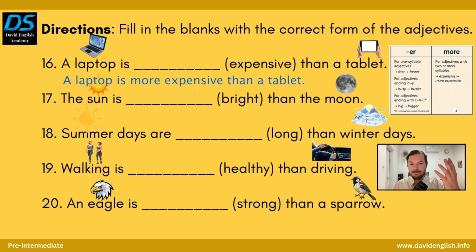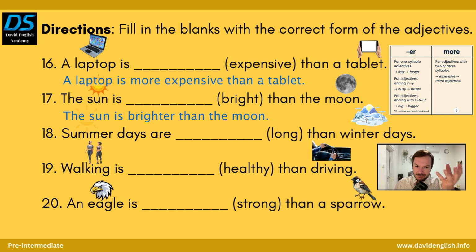17, we have the sun versus the moon. And we have the word bright. So what does bright mean? It means that it's full of light. Okay, it's full of light. So the sun is brighter than the moon. Bright is a small adjective. We're going to just put ER there. Brighter than the moon. 18, summer days versus winter days.